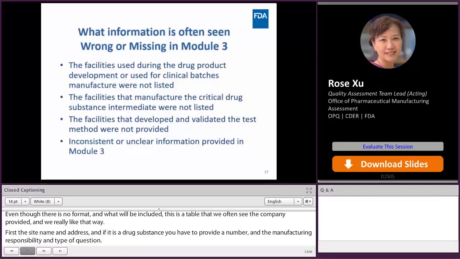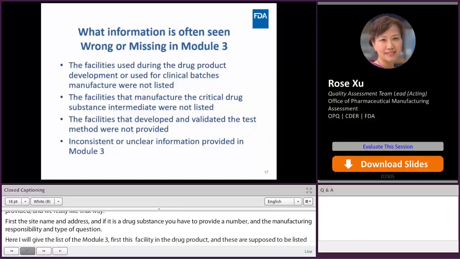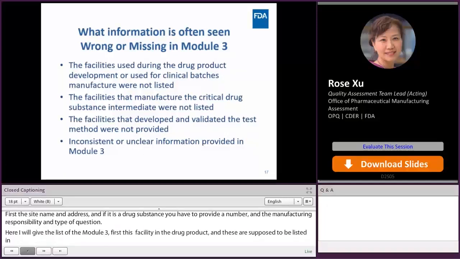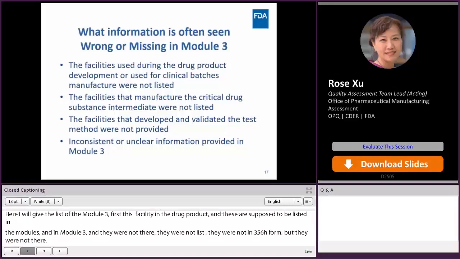in Module 3. The first one is the facility that was used during the drug product development or used for clinical batch manufacturing. Those are supposed to be listed in Module 3, but they were not there. And also the facility that manufactures the critical drug substance intermediate was not listed. They are not in the 356H form. They're supposed to be in Module 3, but they were not there. And also the facility that developed and validated the testing method was not provided. The last one is we see inconsistent or unclear information provided in Module 3. So all this can lead us to issue the IR.